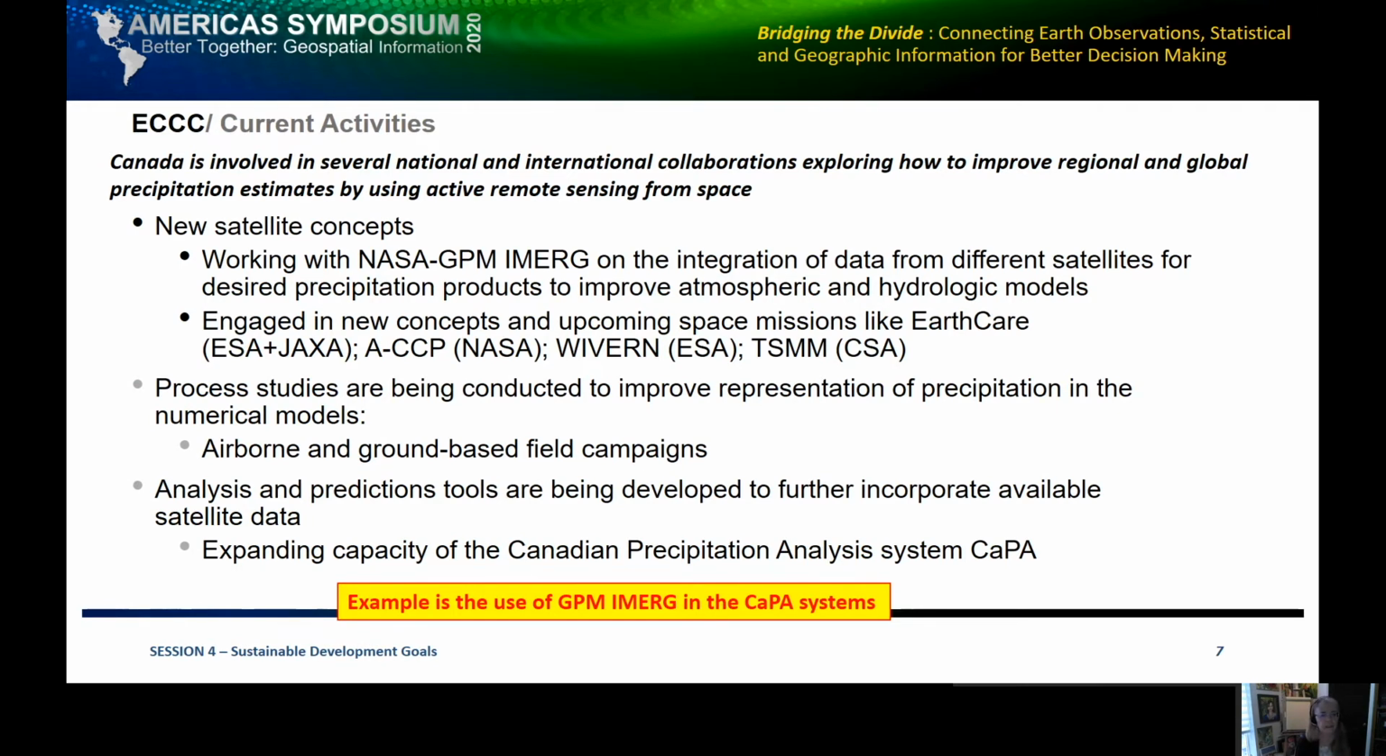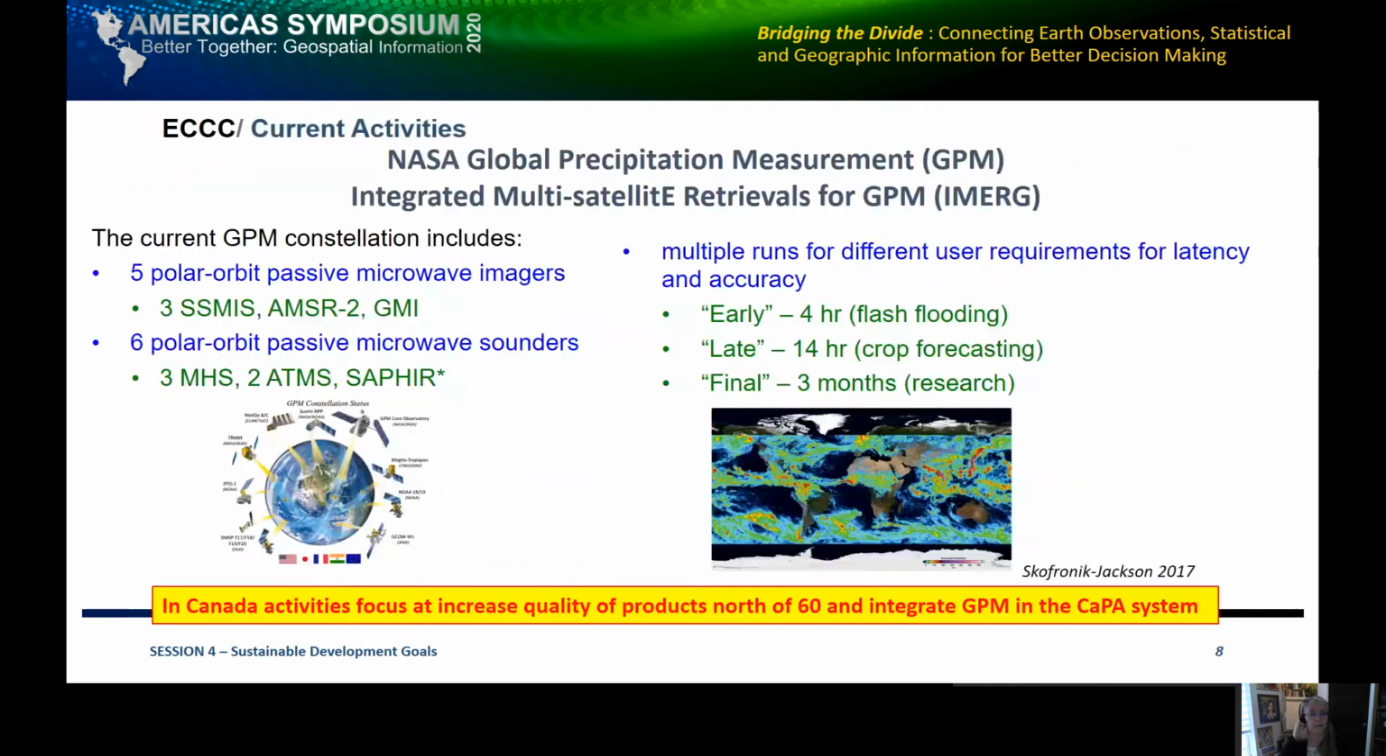On that, I will mention the Canadian Precipitation Analysis. We call it CAPA. So we are putting lots of work towards integrating precipitation data into the CAPA analysis. This is an area that I will show more, and it's an area that once implemented into the Canadian system could be implemented in other systems as well. The methodology could be exported to other systems as well. So there is room for collaboration there.